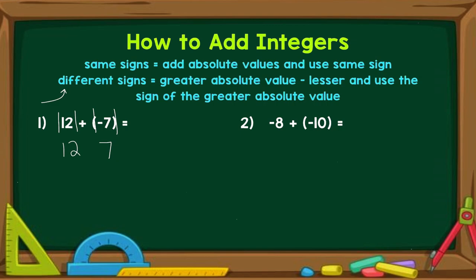These are already in order, so we can subtract. If the larger absolute value comes second, you can always switch the order to find the difference if need be. Let's subtract. So 12 minus 7 is 5.